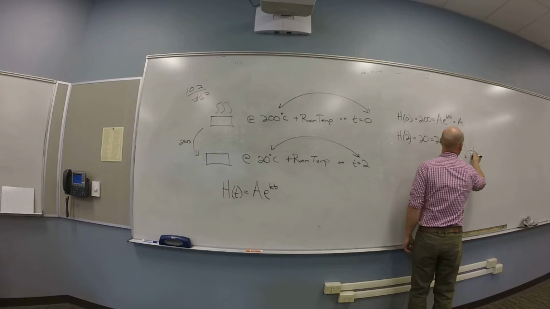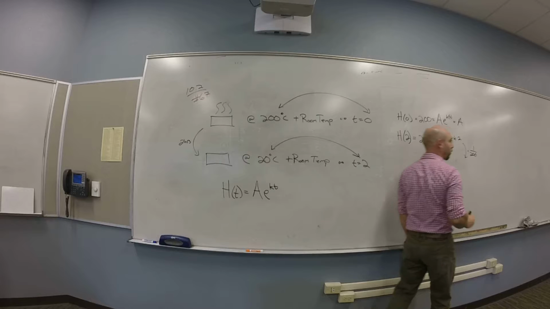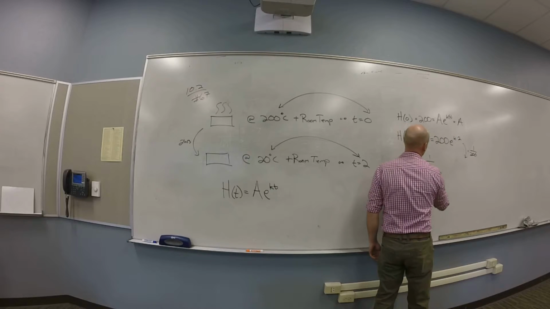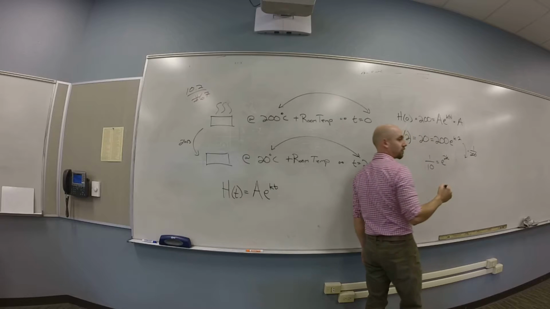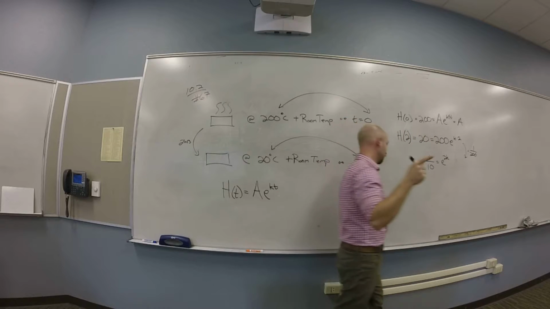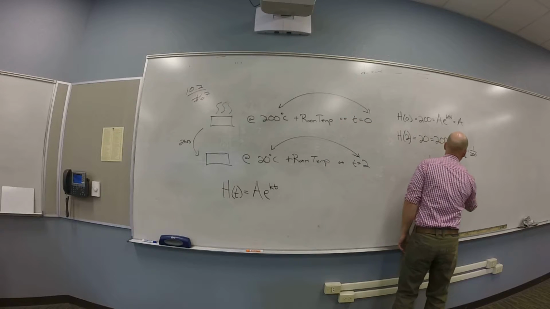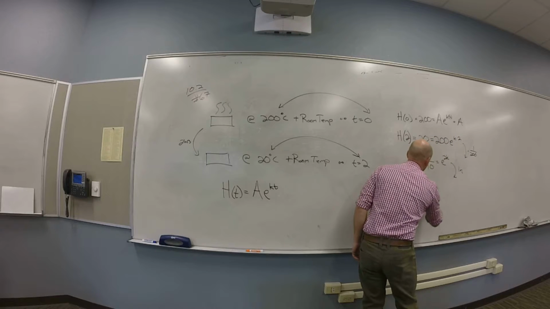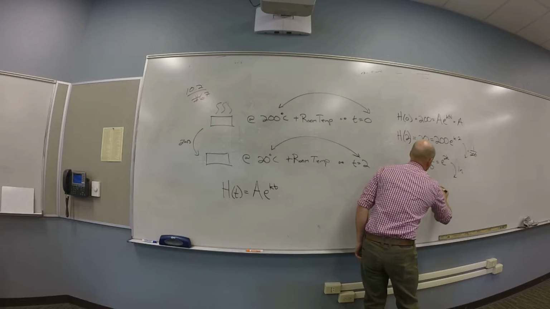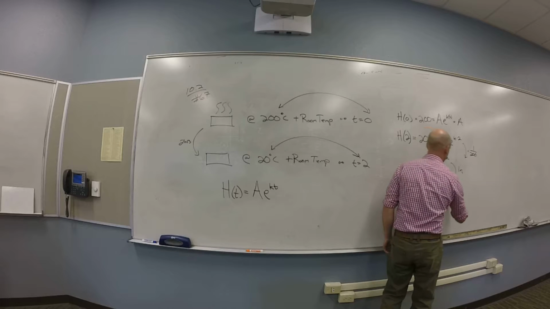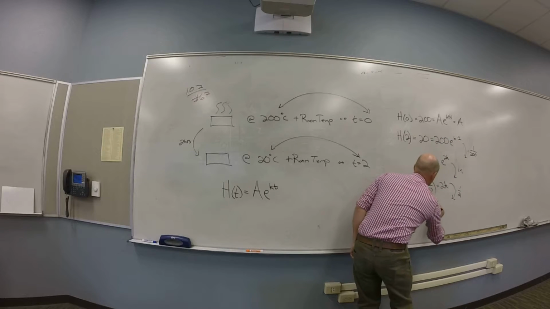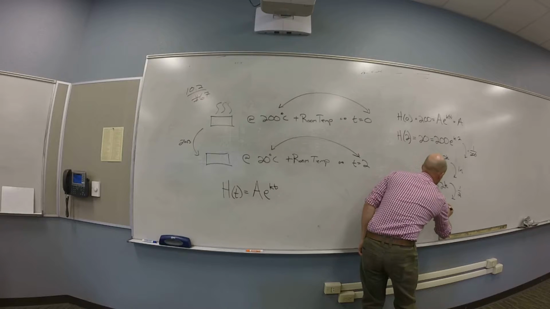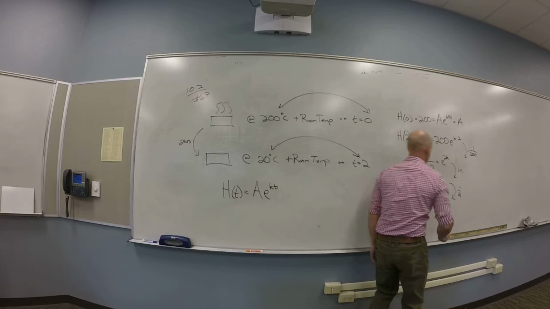Solve for k. So multiply by 1 over 200. Get 1 over 10 is e to the 2k. Do the natural log. Natural log both sides. Get the natural log of a tenth is 2k. And then divide by 2. Multiply by a half. Get k is the natural log of 1 over 10 divided by 2.